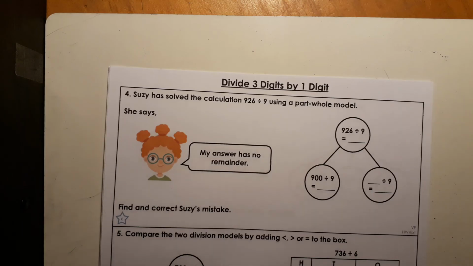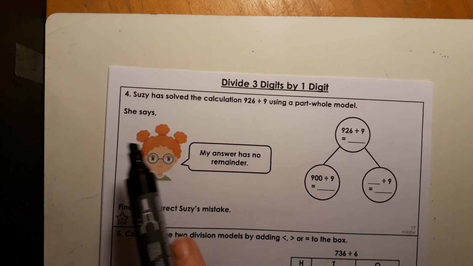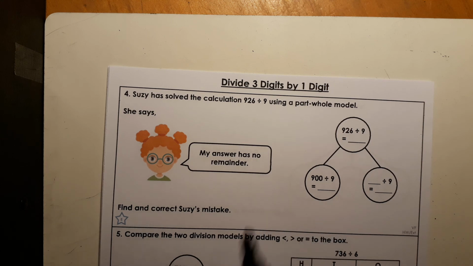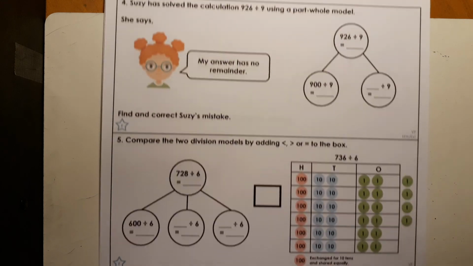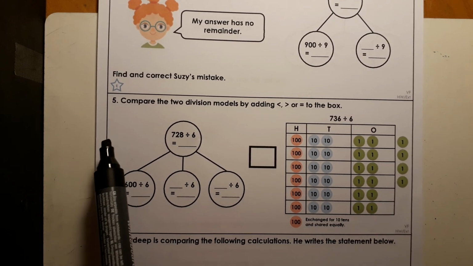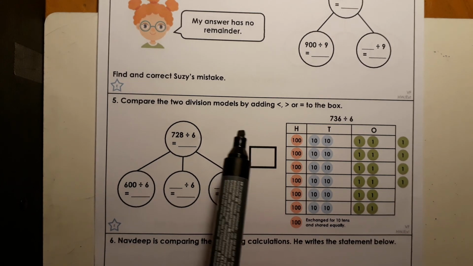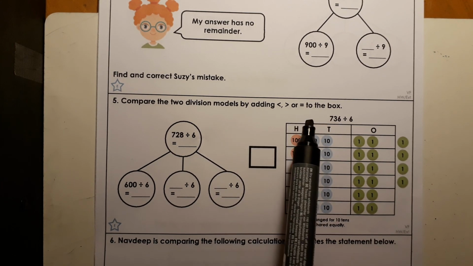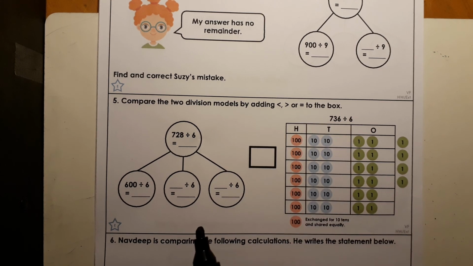Now we're coming to number 4, which is on the expected. I'm not going to go through this one. I'm going to have a very quick look at number 5, because it says compare the two division models by adding less than, greater than, or the same as sign to the box.